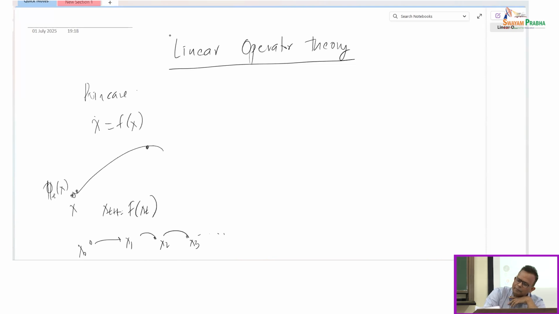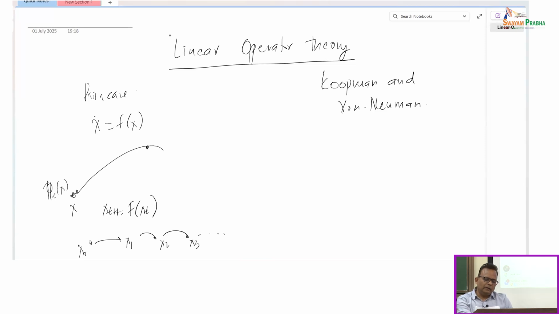Which basically comes from the work of Koopman and von Neumann. These are two giants. And for those who know about quantum mechanics, these ideas actually come from there. I mean, you don't need to know quantum mechanics, neither do I. I don't know quantum mechanics, but I know the mathematical underpinning, or the tools that are used to understand quantum mechanics. So in this world, instead of looking at the evolution of a point, you're looking at the evolution of functions. Okay?